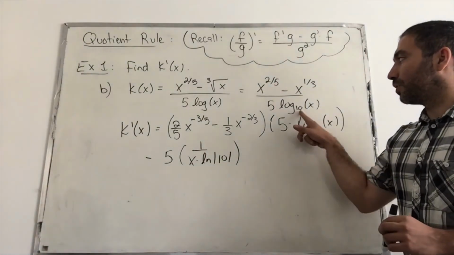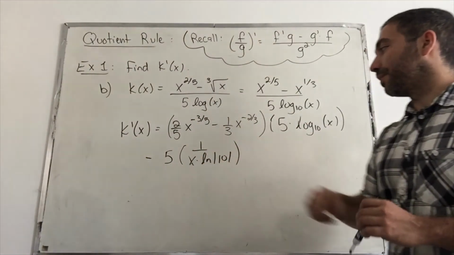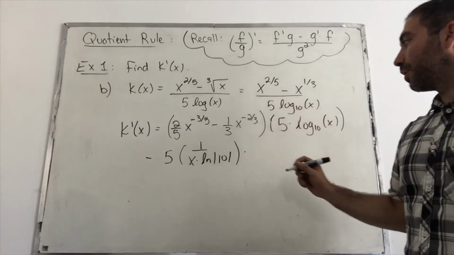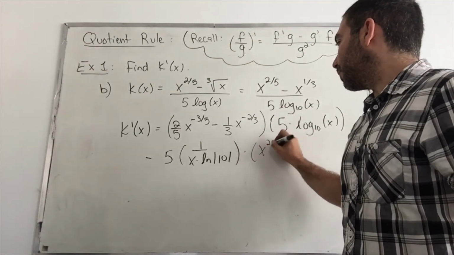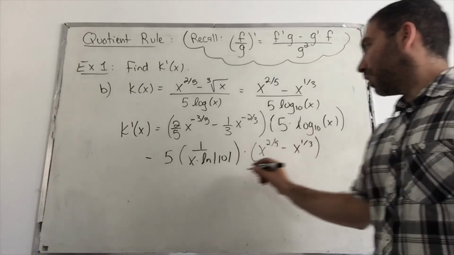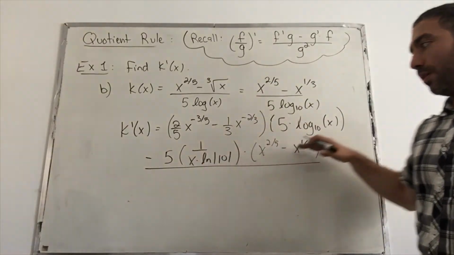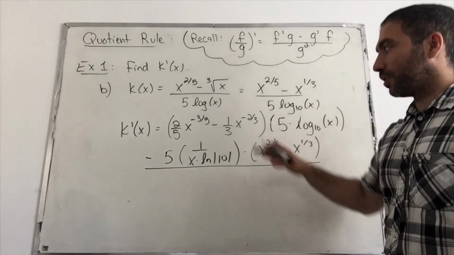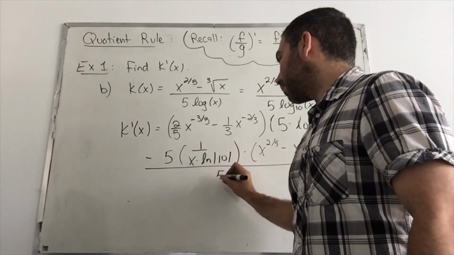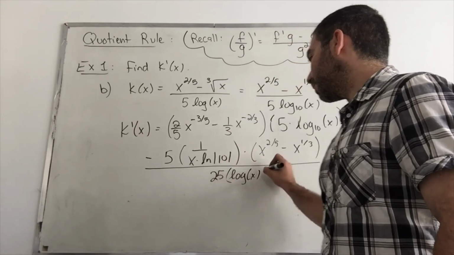You have to remember the derivative of log is 1 over x times ln of the base. Okay. So the base of the log is 10, so it's going to be 1 over x times ln of 10. And then multiplied by the numerator, which we leave, x to the 2/5 minus x to the 1/3. All this divided by, so again, this should all be on one line. It's not a fraction. That whole line divided by the denominator squared. So 5, or if you want 25, log of x, all this squared.